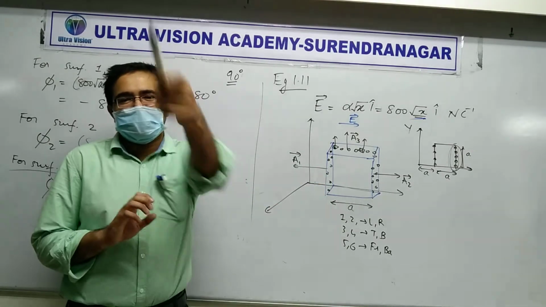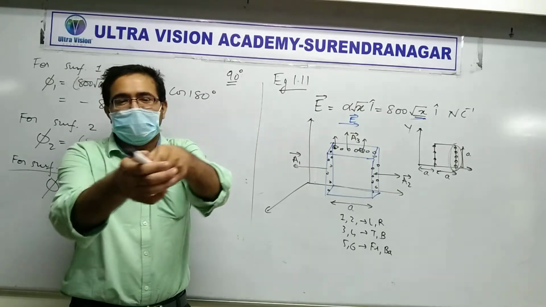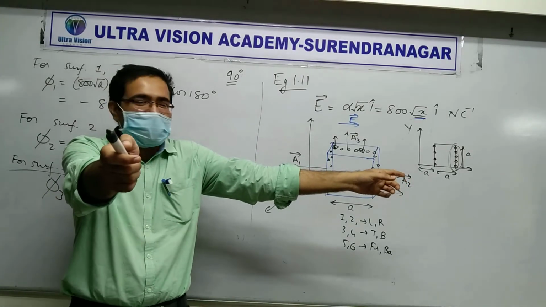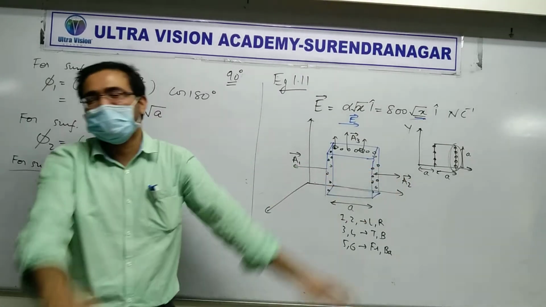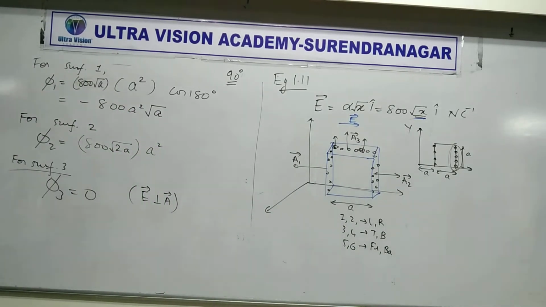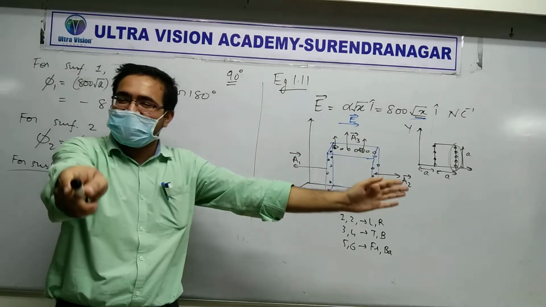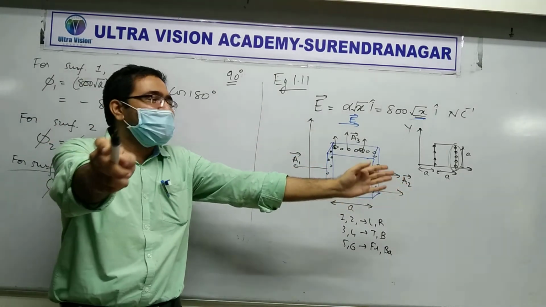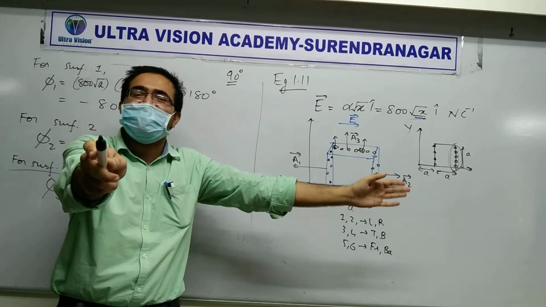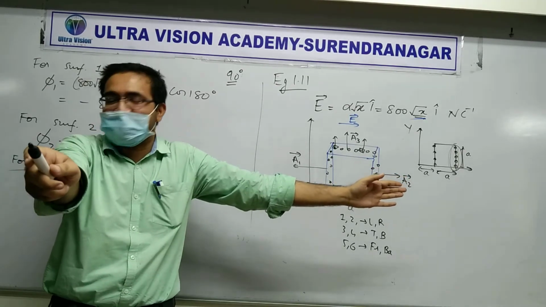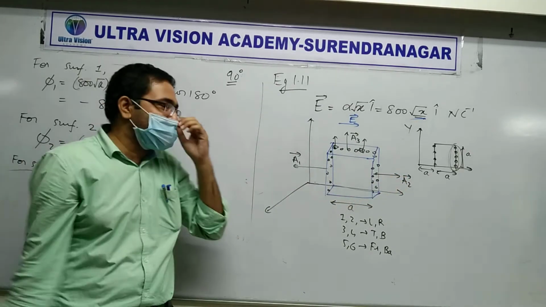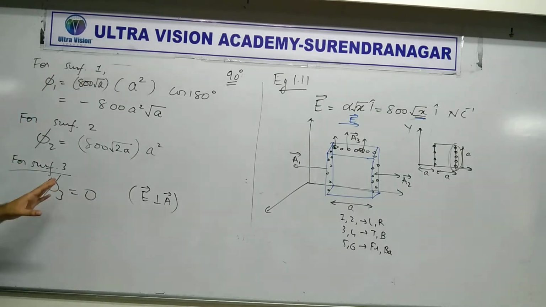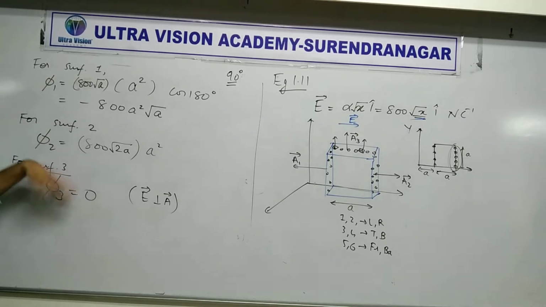Area vector will come towards you, those who are sitting at home. So area vector will be towards that side, and electric field is towards the right side. Got it? Angle between them? 90. Back one was 0. So total flux is 5-1 plus 5-2. Remaining are all 0.